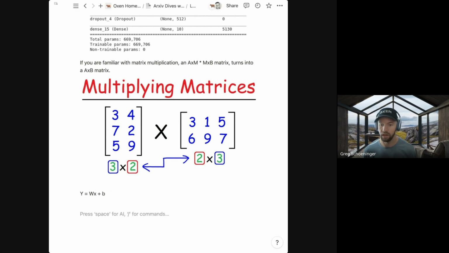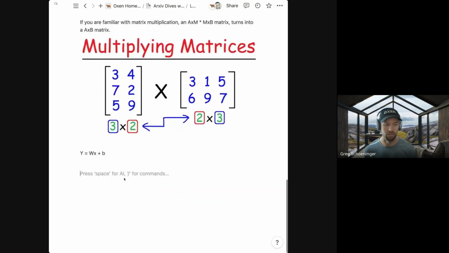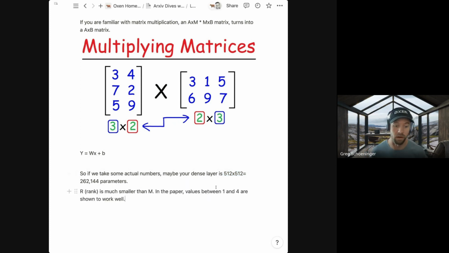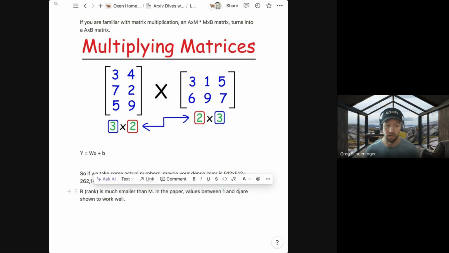I think it might be helpful to have an actual dense layer in mind, like this 512 by 512 as we're doing it. A 512 by 512 matrix is about 200,000 parameters. Now, what they're going to do is assume that a lot of these values in the matrix are not independent of each other, and that the matrix has some sort of rank that we can decompose the matrix down into. So they choose a number that's way smaller than the 512 by 512. In the paper, they go all the way down to 1 or 4.